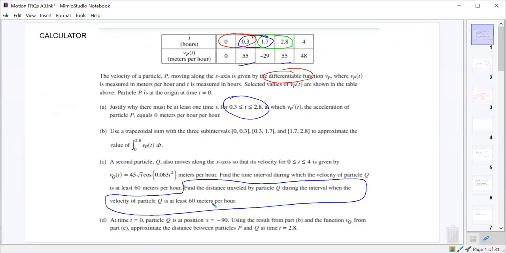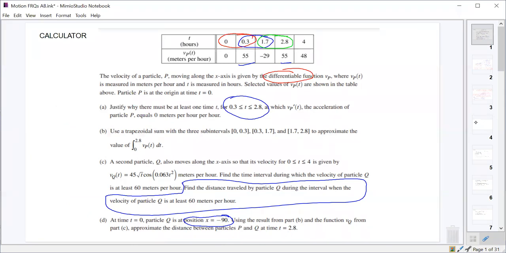All right, part D then gives us some more information about particle Q. It says that its initial position at t equals 0 is -90. And then we want to use our answer from part B and our function from part C to approximate the distance between P and Q at time t equals 2.8.